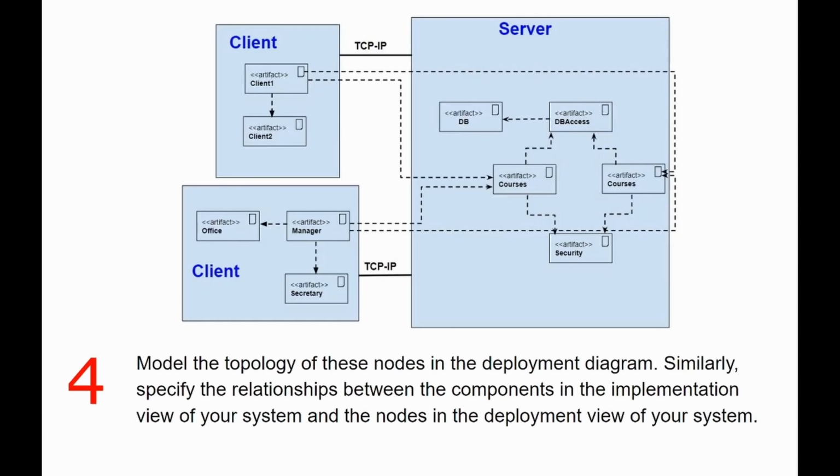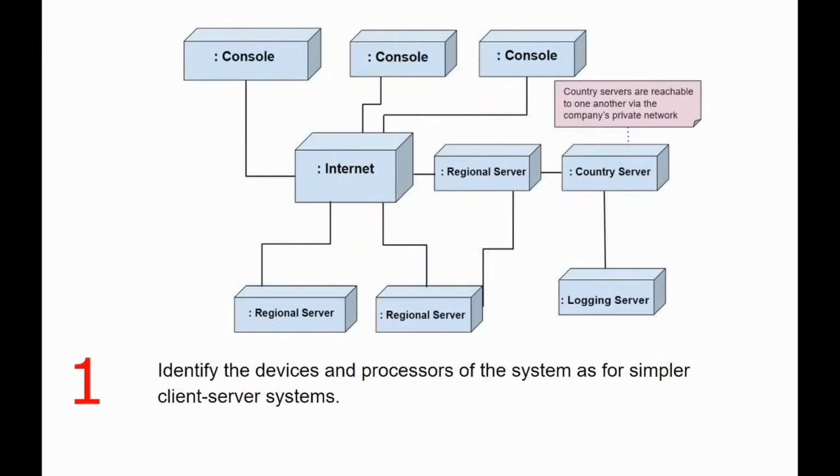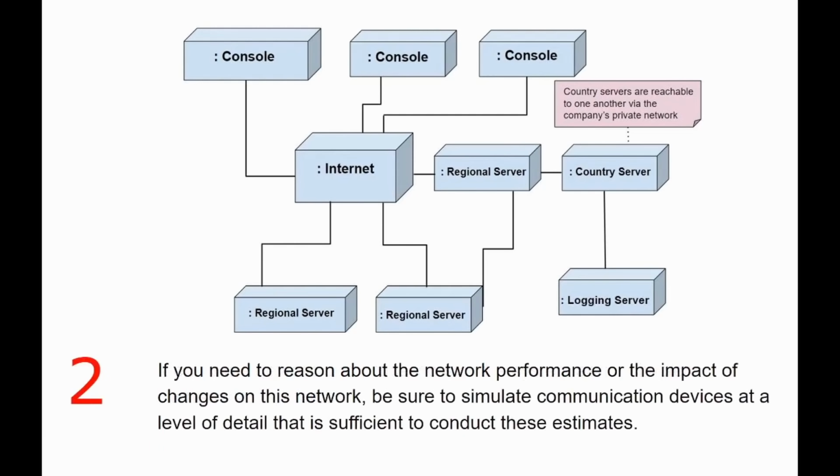Similarly, specify the relationships between the components in the implementation view of your system and the nodes in the deployment view of your system. And here are the steps you will need to take when modeling a distributed system. Identify the devices and processors of the system as for simpler client-server systems. If you need to reason about the network performance or the impact of changes on this network, be sure to simulate communication devices at a level of detail that is sufficient to conduct these estimates.